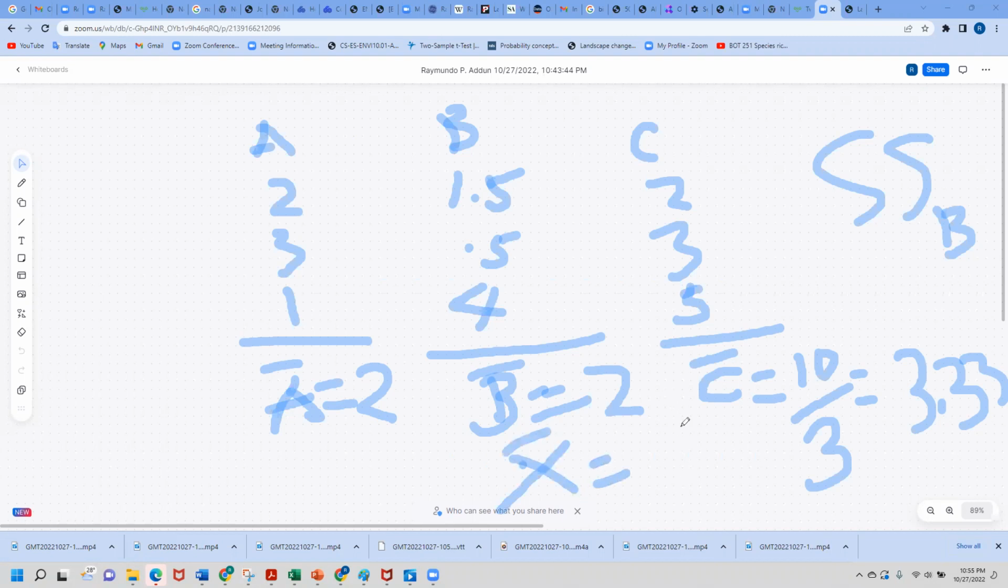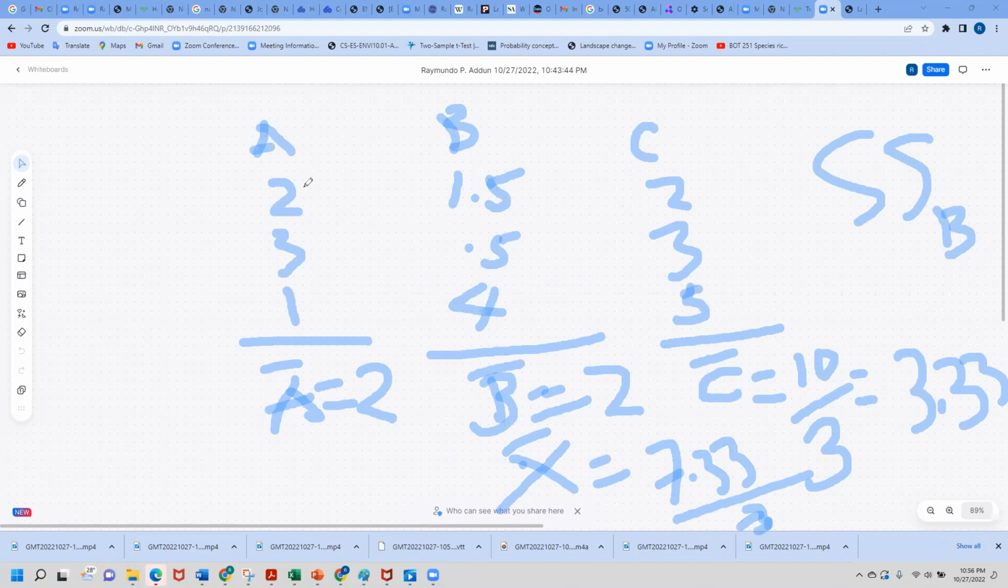X bar is the grand mean, which is just 2 plus 2 plus 3.33 over 3. That's 7.33 over 3. That's the grand mean, right? The C is 0.33, so far so good. So what it says to get the sum of squares is that you get the difference of each mean from the grand mean, and then you square them and you sum them.